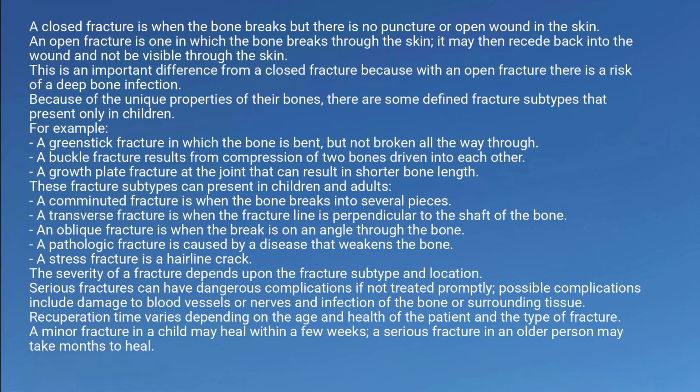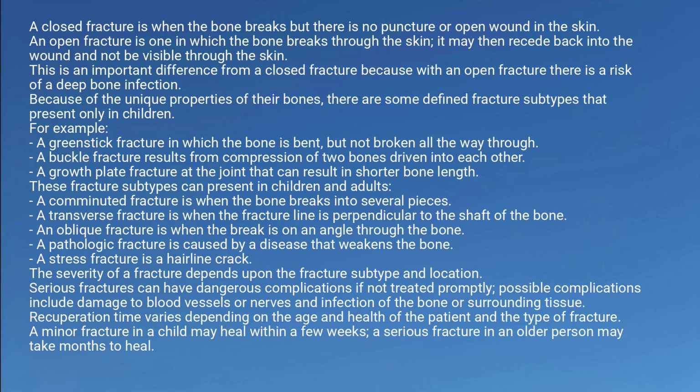A closed fracture is when the bone breaks but there is no puncture or open wound in the skin. An open fracture is one in which the bone breaks through the skin. It may then recede back into the wound and not be visible through the skin. This is an important difference from a closed fracture because with an open fracture there is a risk of a deep bone infection.